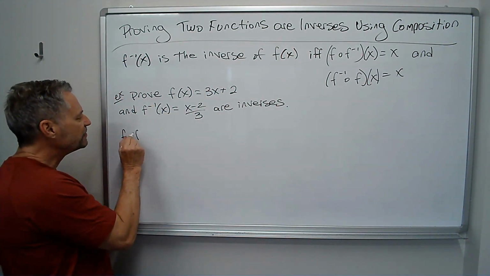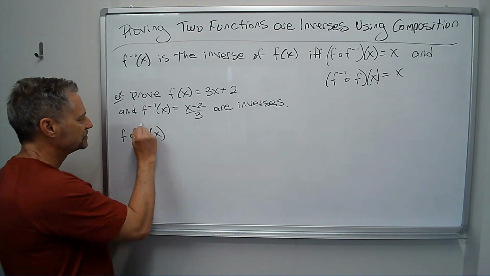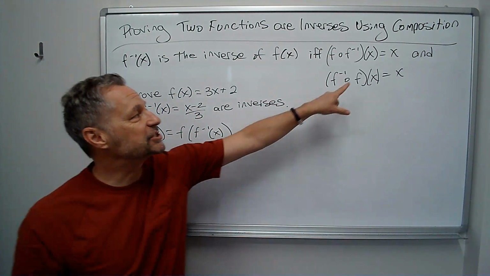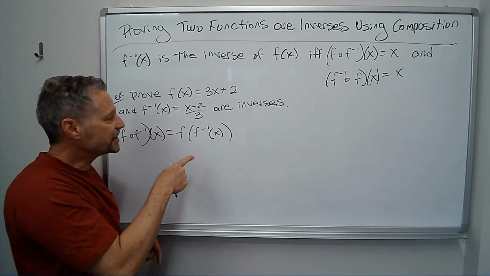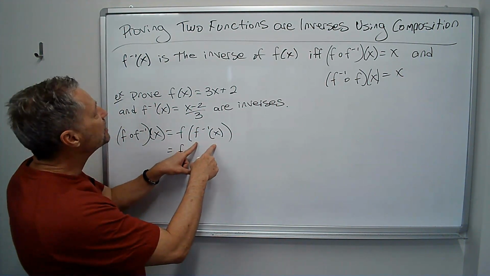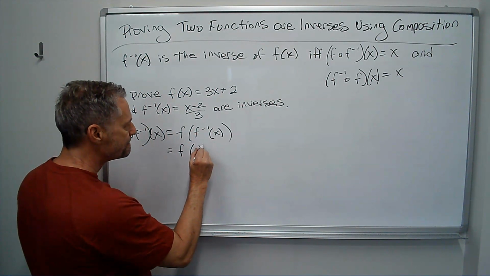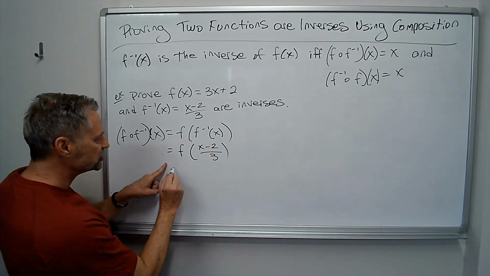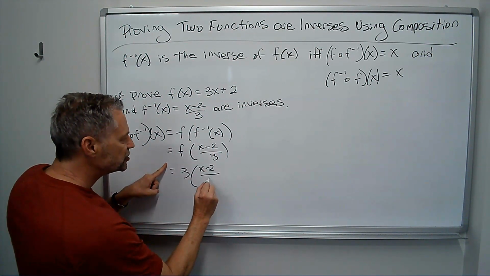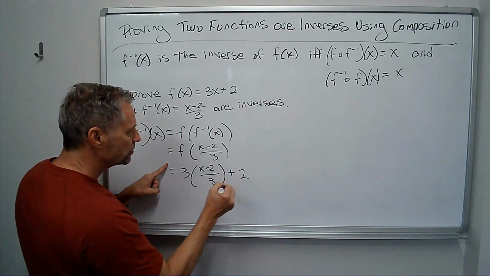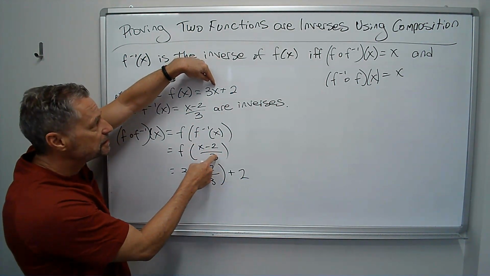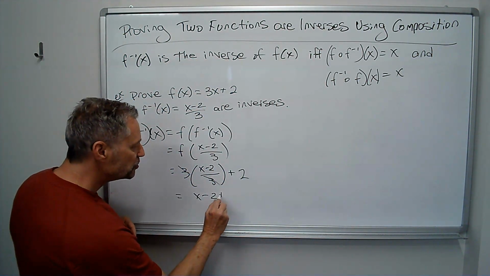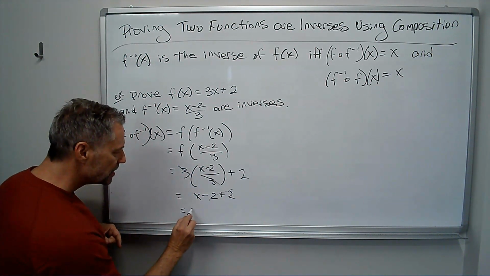If I do f of f inverse of x, remember that means f of f inverse of x. What I'm trying to show is that's just x. I start with x, I'm going to end with x. Well, let's see. So f inverse of x is x minus 2 over 3. So f says I take that and I plug it in here, so I get 3 times x minus 2 over 3 plus 2. I just took this and plugged it in for the x. I'm still multiplying by 3 and adding 2. Well, these 3's cancel, and I get x minus 2 plus 2, and those cancel. I just get x. Check.